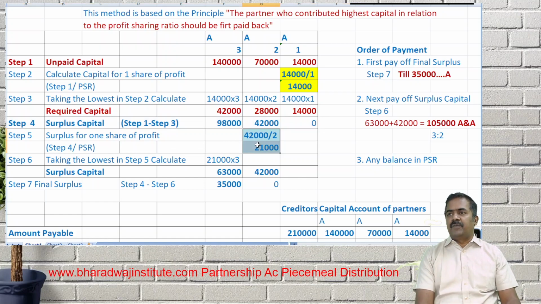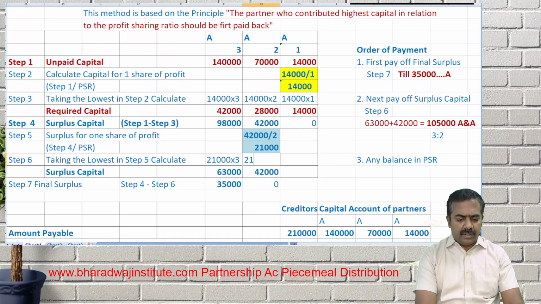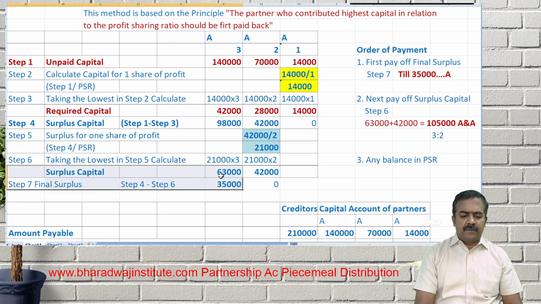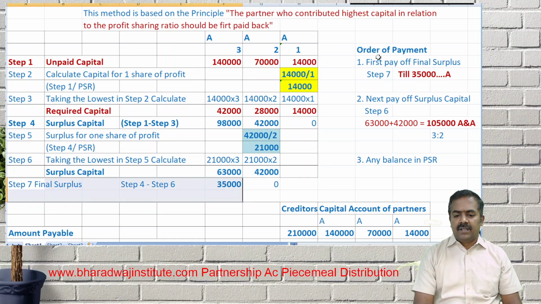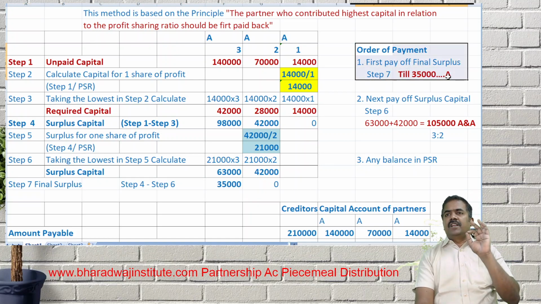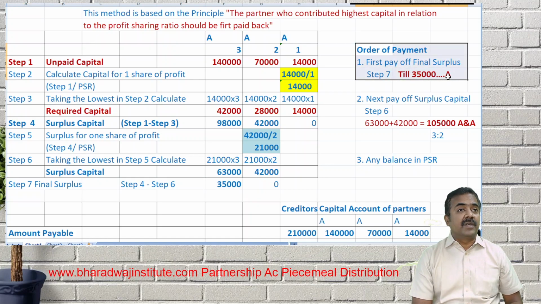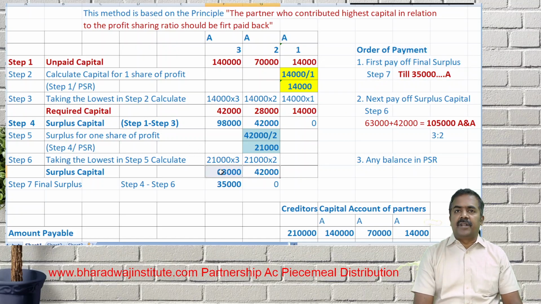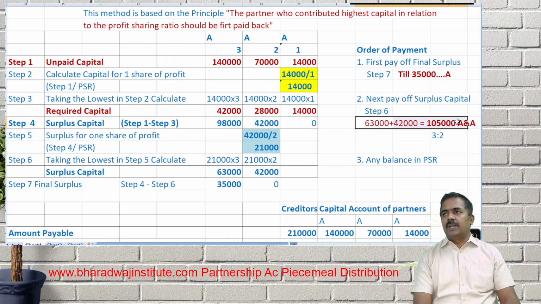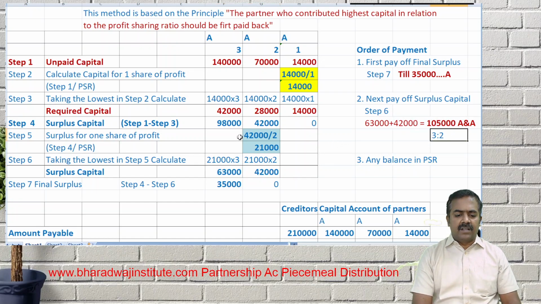Again, work out, divide with profit sharing ratio, take the lowest and work out the required surplus. 21,000 into 3, 21,000 into 2, and you get 63,000 and 42,000. Less that, the ultimate surplus you get for whom? The first partner. So in the order of payment, the first 35,000 can be paid only to the first partner. Next level surplus, in the 63 and 42 total level, up to 1,05,000 can be paid only to the first and second partner. Any balance can be paid in which ratio? Profit sharing ratio. Any balance can be paid in profit sharing ratio.